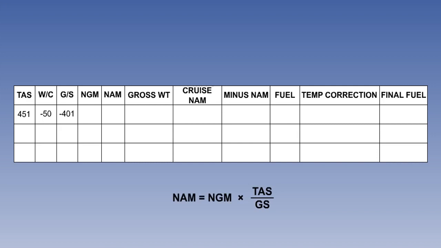Using the true airspeed and the wind components, calculate the distances in nautical air miles, using the formula we have already discussed. We have 500 nautical ground miles, a TAS of 451 knots, and a ground speed of 401 knots. This gives us 562 nautical air miles.